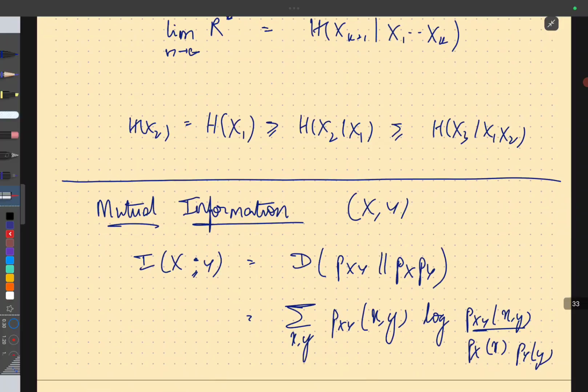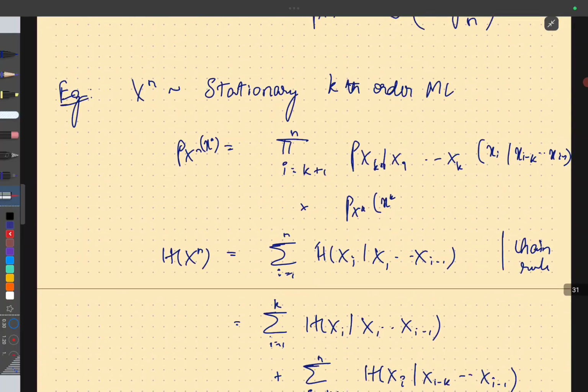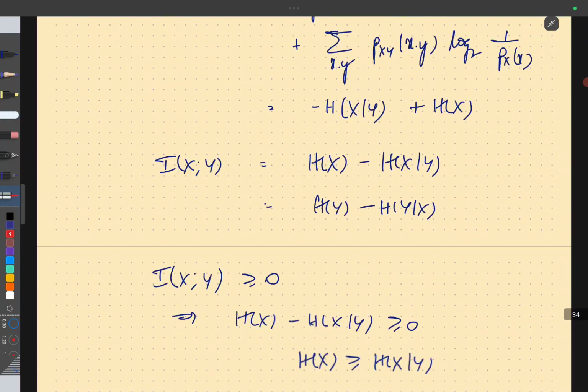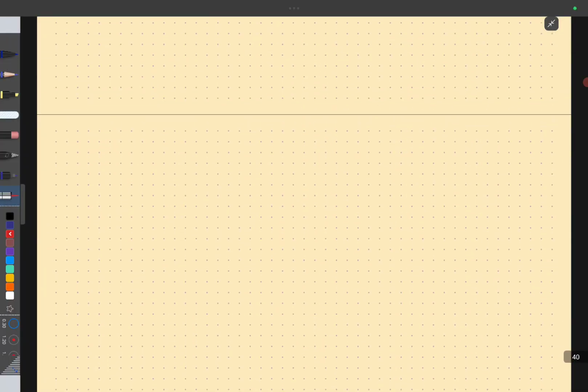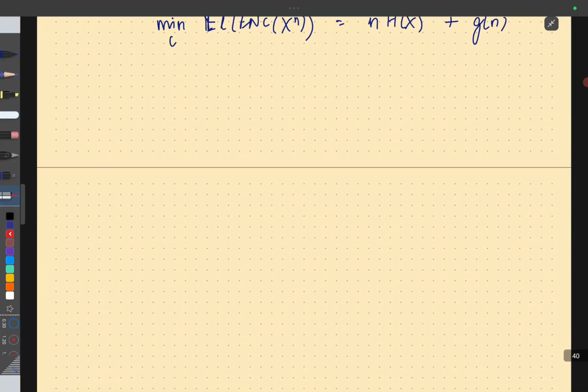Okay, so just to do a quick recap of what we've seen so far, we defined three quantities: the entropy, and as a consequence, we also defined the joint entropy and the conditional entropy.